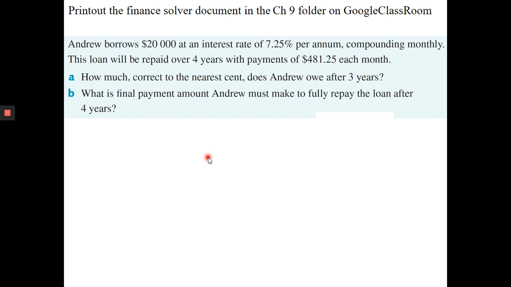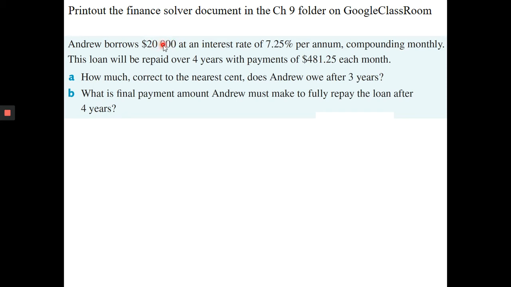So Andrew, that's me, borrows $20,000, interest rate of 7.25%, compounding monthly, paid over 4 years, with these payments. Now, sometimes the kids say to me, sometimes we have to use the finance solver and sometimes we don't. So how do we tell if we do or if we don't? Well, there's no 100% rule, but this is kind of a pretty good one.